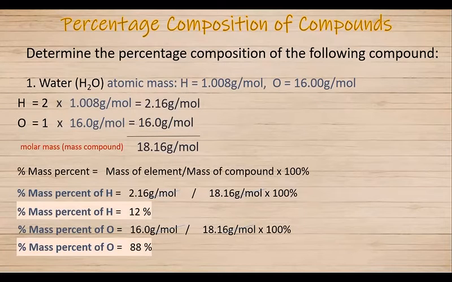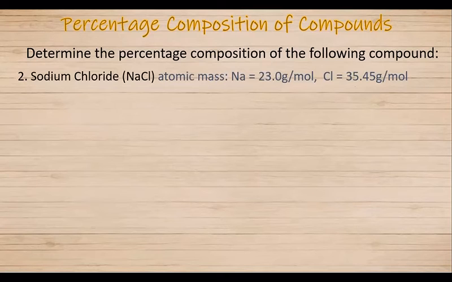Let's now proceed to sample problem number 2, which is sodium chloride. Sodium chloride is composed of two elements, sodium and chlorine, which have the symbols Na and Cl. The next thing that we need to do after identifying the elements is to identify the number of atoms of each of these elements. As we can see, there is no subscript in the chemical formula of sodium chloride, which indicates that sodium and chlorine each have only one atom.